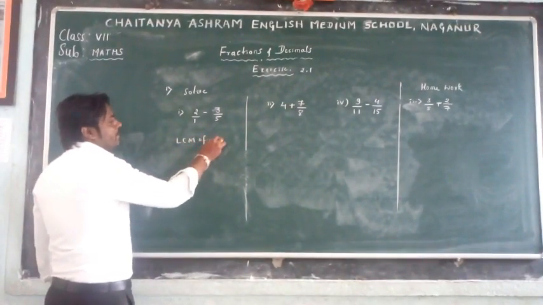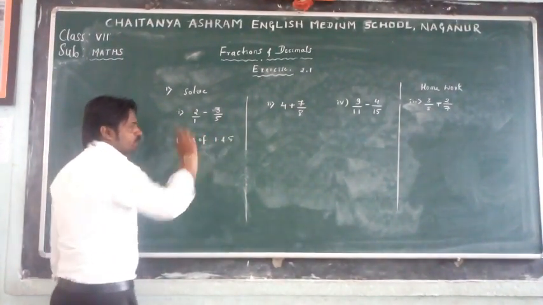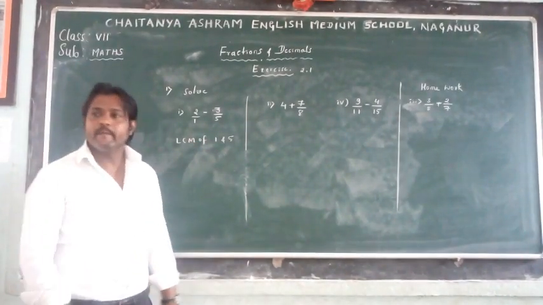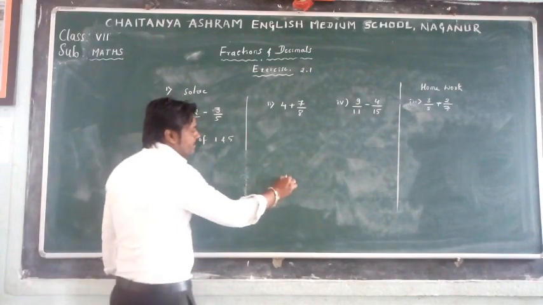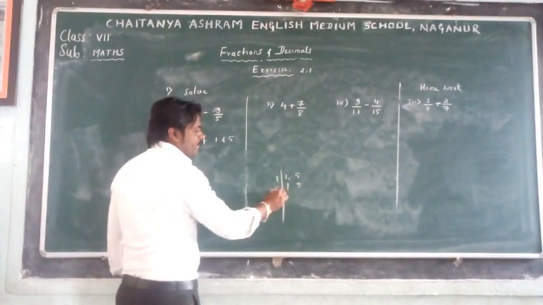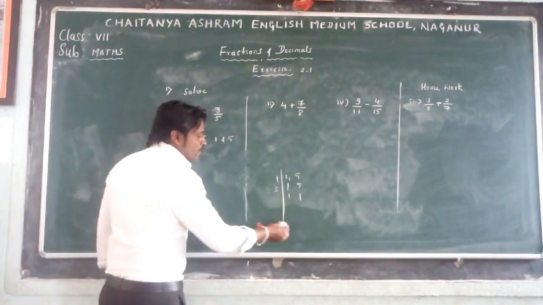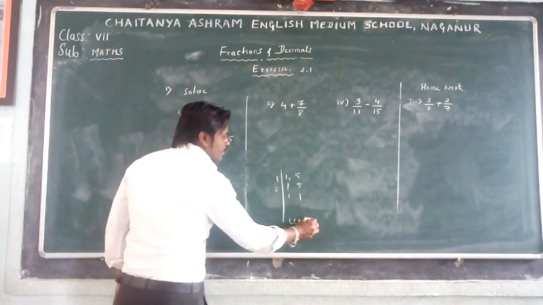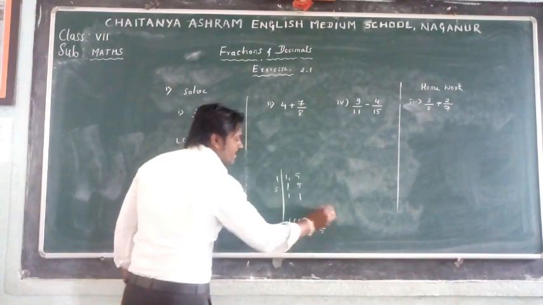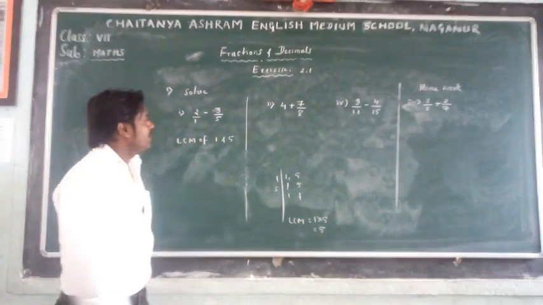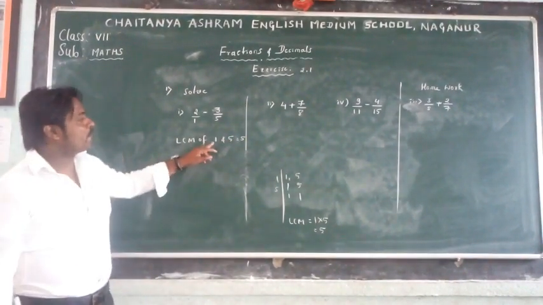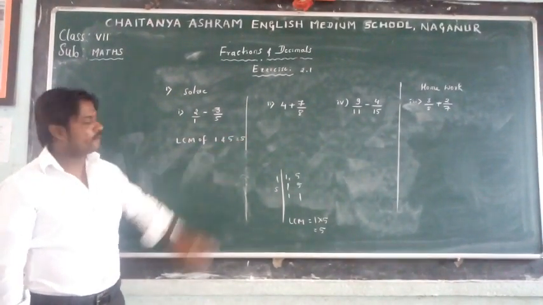LCM of 1 and 5. Dear children, what is the LCM of 1 and 5? Observe. 1 ones are 1, 1 fives are 5, 5 ones are 5. So the LCM is the product of these: 1 into 5, 1 fives are 5. What is the LCM? LCM is 5. LCM of 1 and 5 is 5.